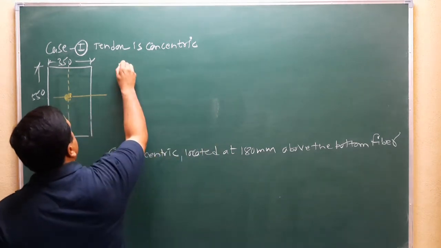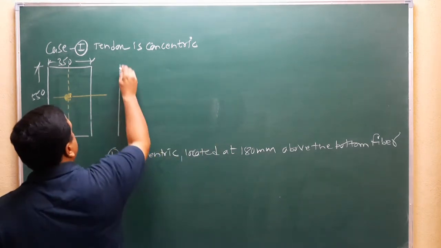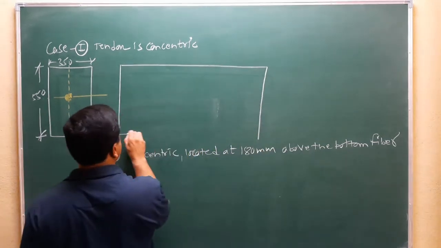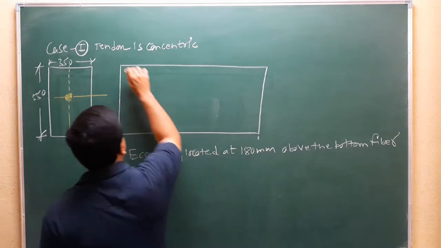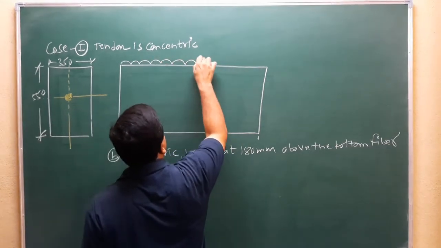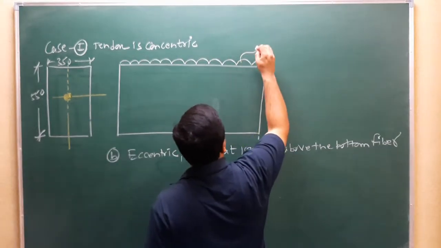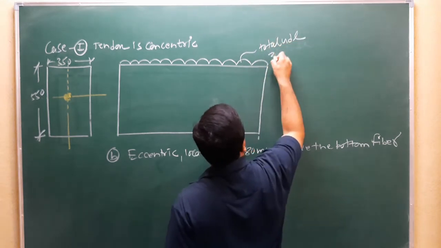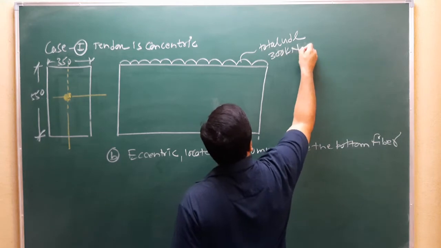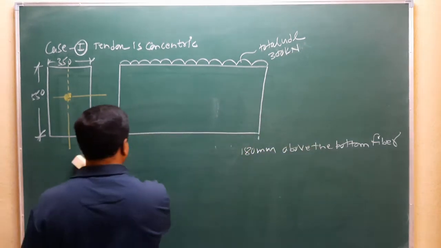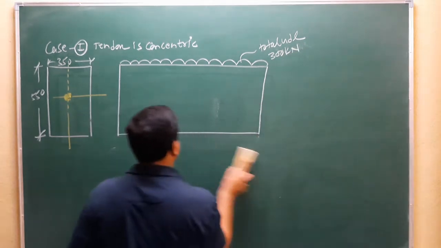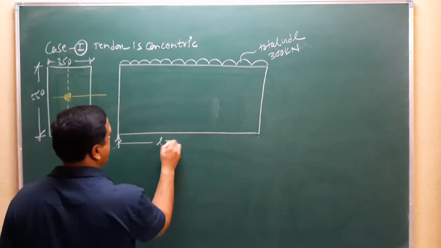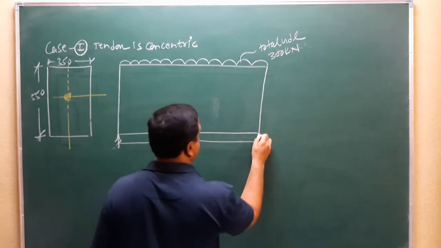Now I want to sketch the longitudinal section of the beam. This is the longitudinal section of the beam, and it carries a UDL. It is a total UDL of 300 kilonewton, and the span of the beam is 8 meter.